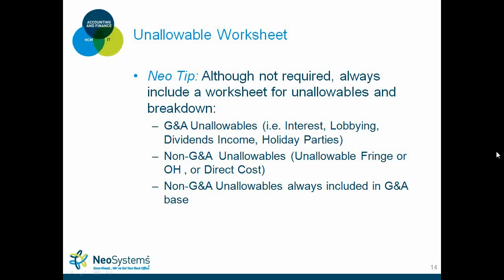And what we mean by that is for G&A unallowables, take a look at those types of expenses such as interest, lobbying, dividend income, holiday parties, of course, that's the big one, right? But compare those and really take a look at those. Don't just throw it all in. They may have the same account sequence based on your accounting system. But take a look at that and really compare them against the non-G&A, excuse me, unallowable fringe or overhead or even direct costs for that matter. And make sure, please, make sure that those non-G&A unallowables always go into the G&A base as you're actually doing your incurred cost submission.